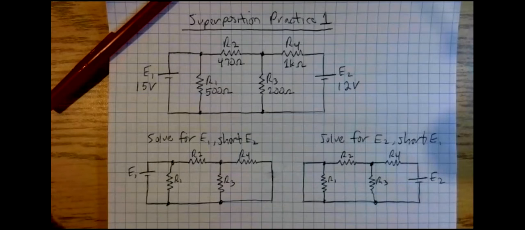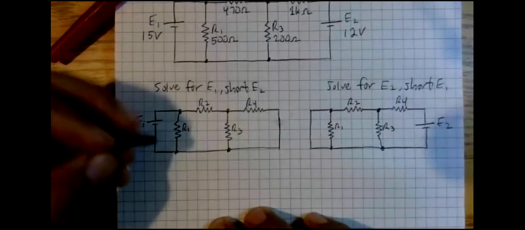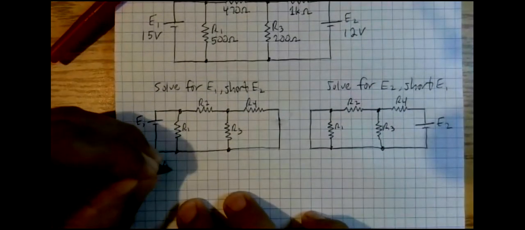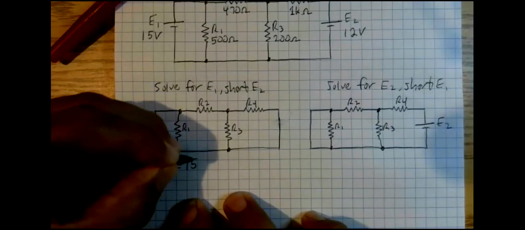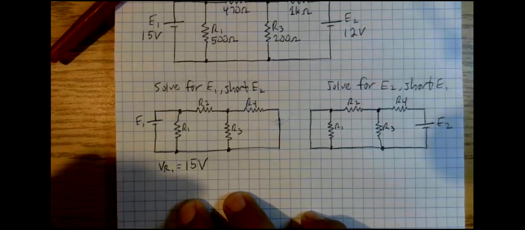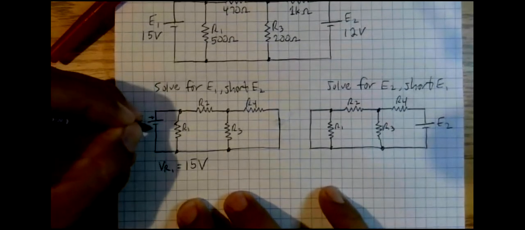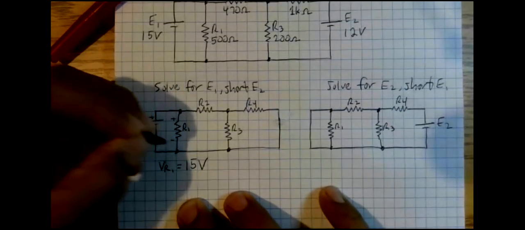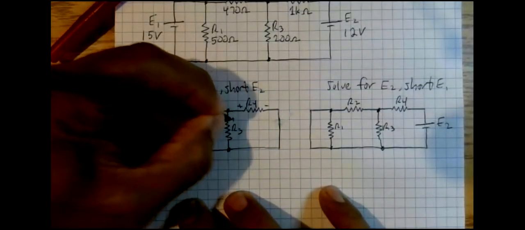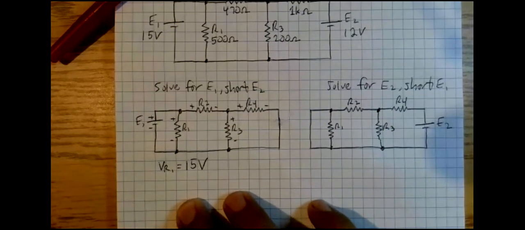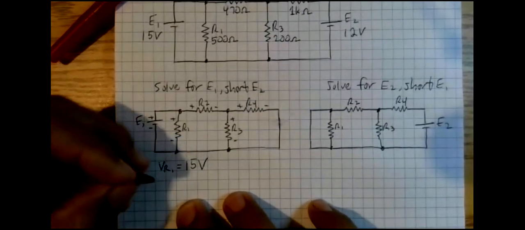Right away, we know that VR1, because it's in parallel with E1, is going to be 15 volts. Oh, sorry. First thing we should do is mark our polarities. Positive, negative, positive, negative, positive, negative, positive, negative, positive, and negative. Okay, so VR1 is 15 volts.